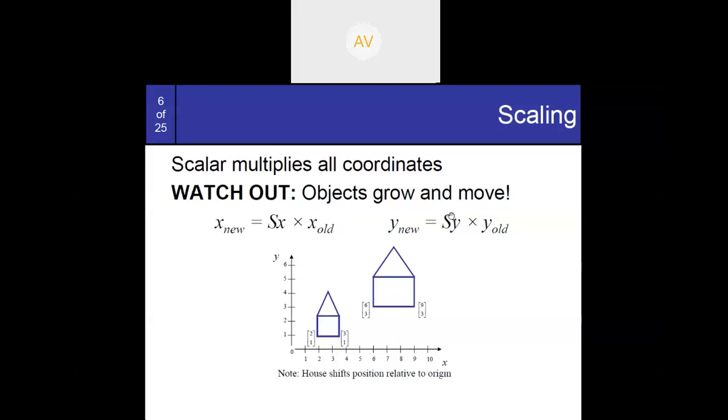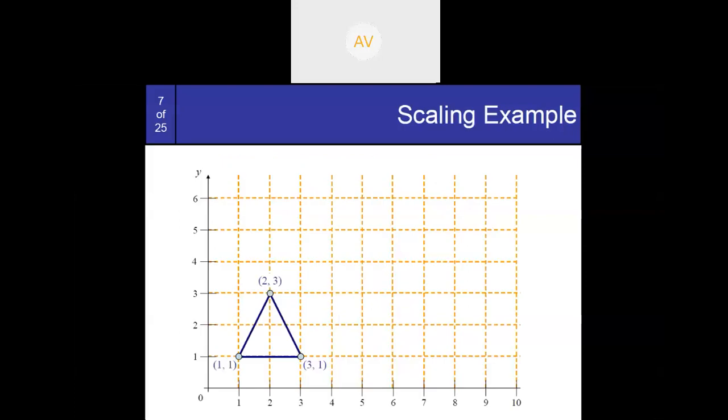If you want to do non-uniform scaling, then this value will be different and this value will be different. In the x direction you are scaling it by 2 and in the y direction you are scaling it by 3. So that is a non-uniform scaling. And using this formula, you can find out the new position of the scaled object. Okay, so this is the example.